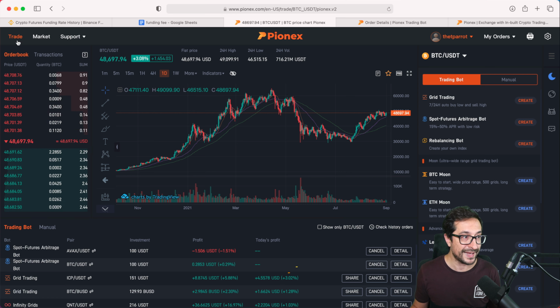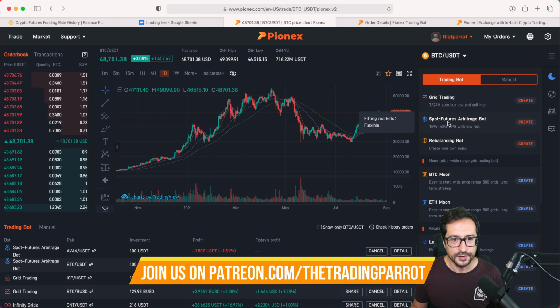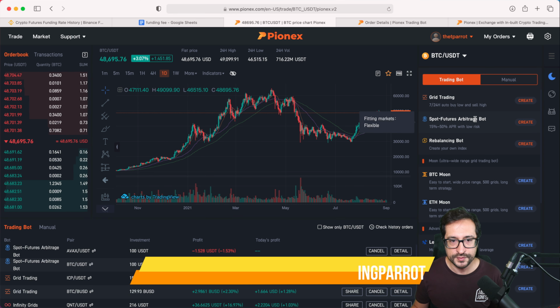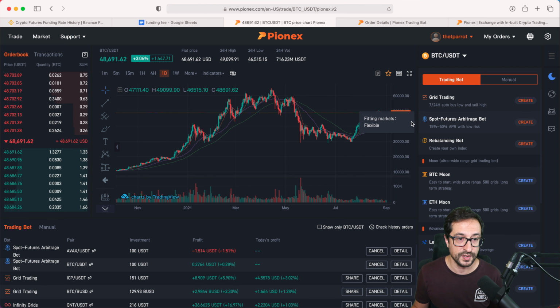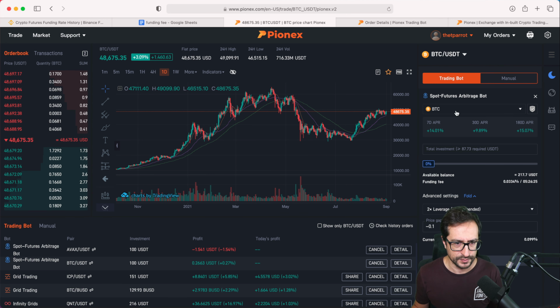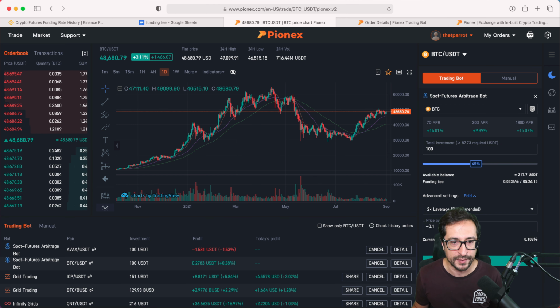Step number 1, you're going to head down to Trade. And here you're going to find the spot futures arbitrage bot. As you can see, the risk of this is qualified as flexible. It doesn't really care what's going on with the market. Once you select Create, you're going to see this section appearing. We're again going to see the results of backtesting. We're going to be allowed here to enter how much we want to invest.